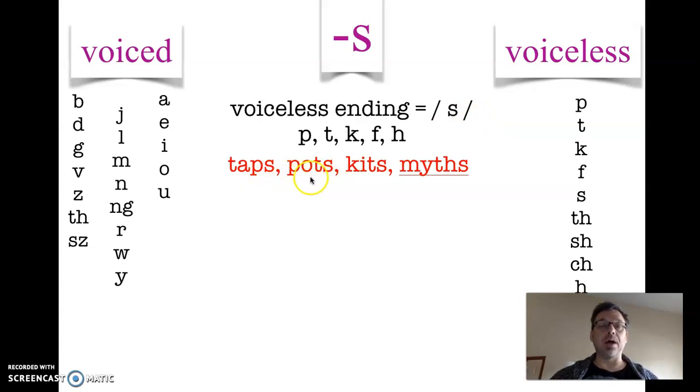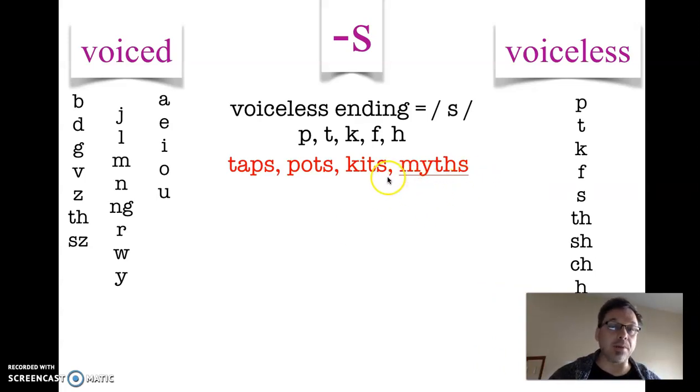Pots, pots. Kits, kits. Myths, myths. So all of these, with these endings, should sound like S on the end. Maybe like a snake, right?